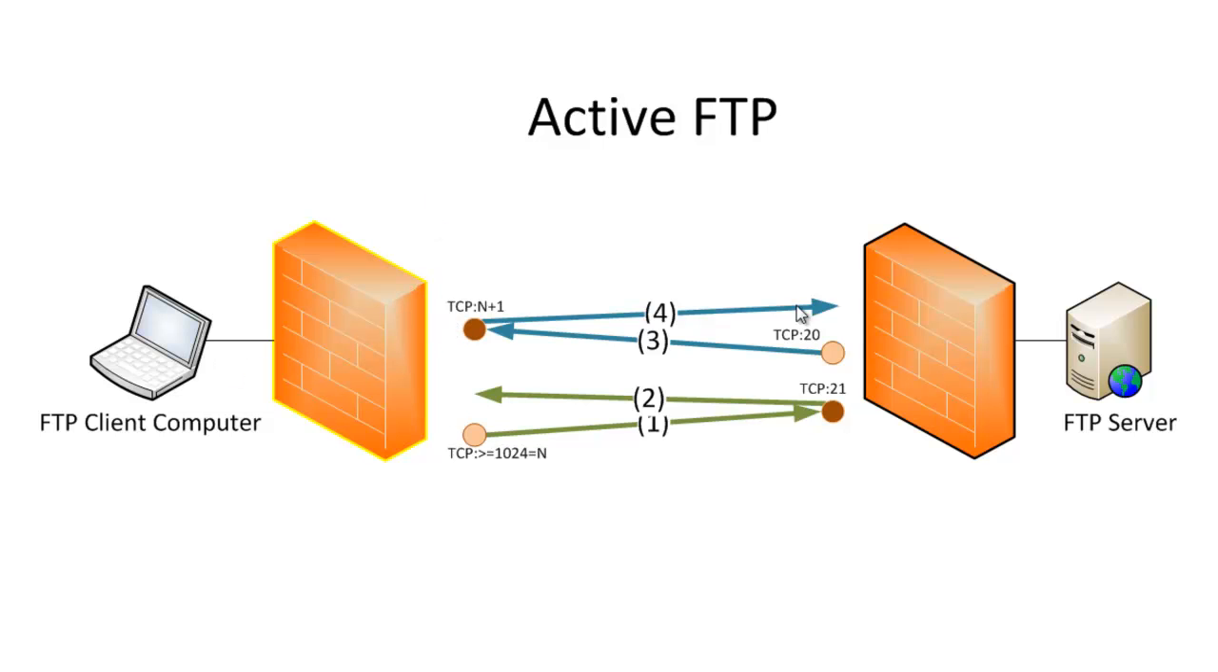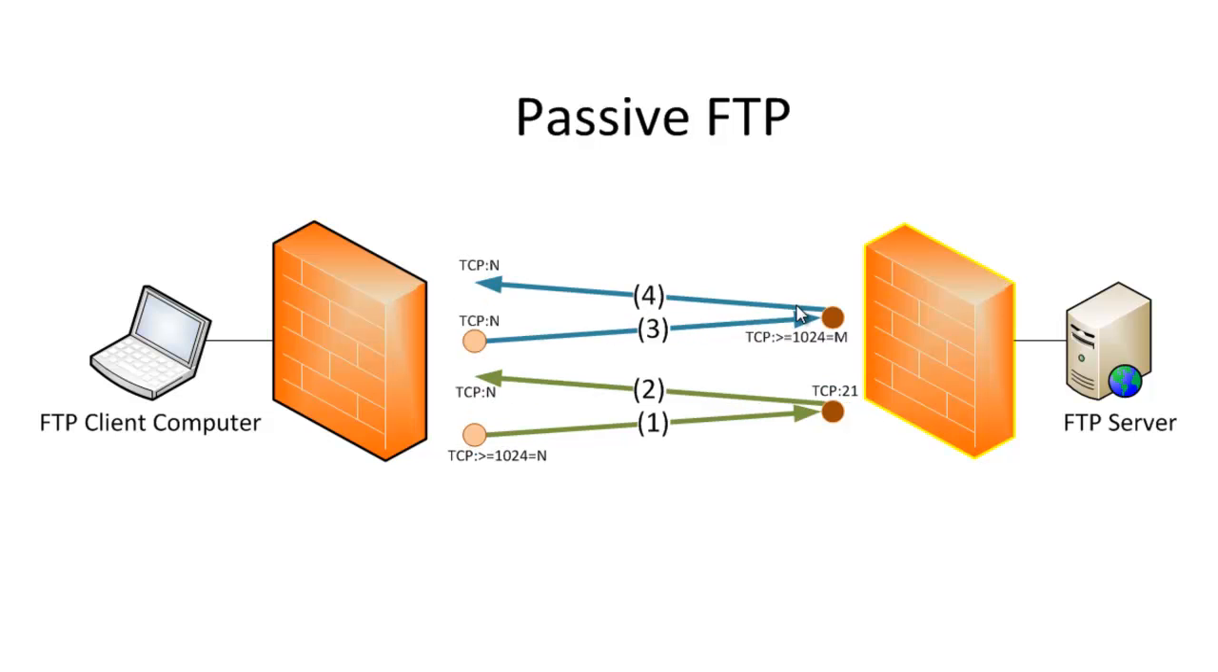Now if we switch to passive FTP, the client sends a request to the server. Now the server at this point says, okay, come back to me on port X. We'll call it N here, or M I should say. So we go back again, and the instruction is given to the client.